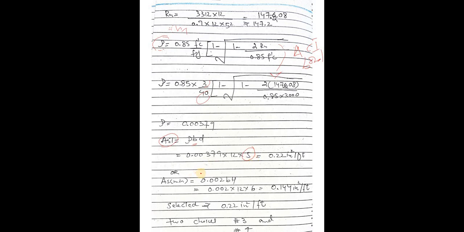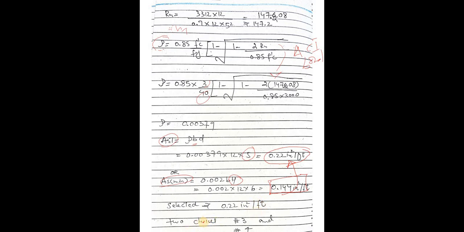After that, we apply the minimum ratio of steel. The ACI standard says that As should be at least 0.002 BH. It means the total height of the slab is 0.112. If this value exceeds the other value, we will use this value. Now this value is less than that value, so we are just using this value. So 0.22 inches square per feet.